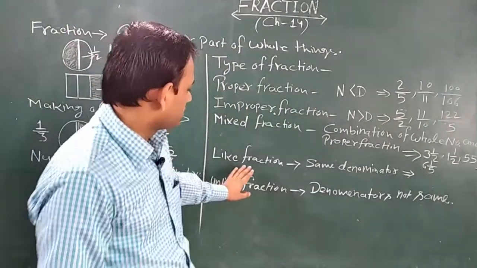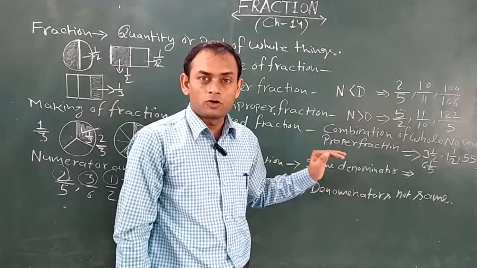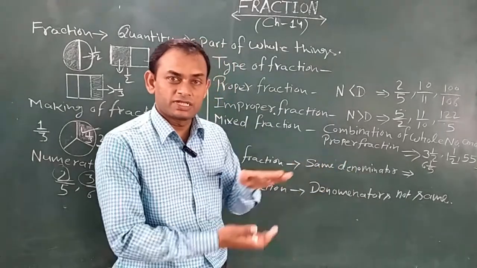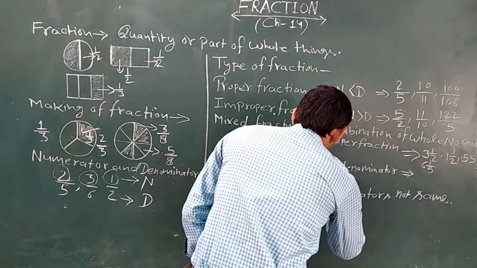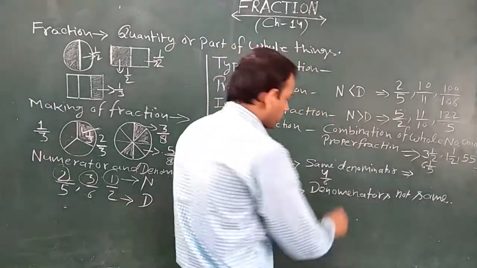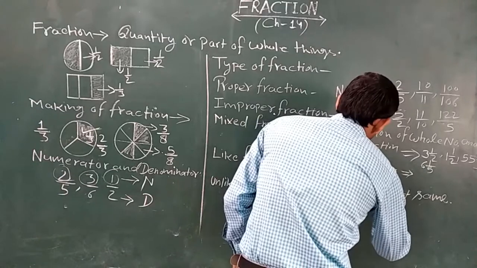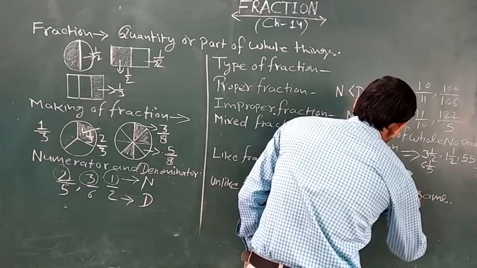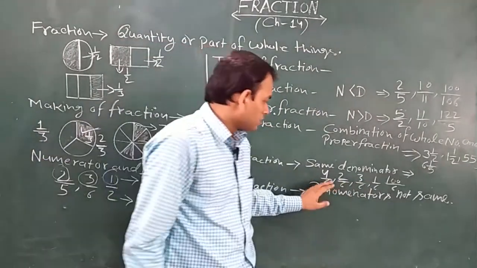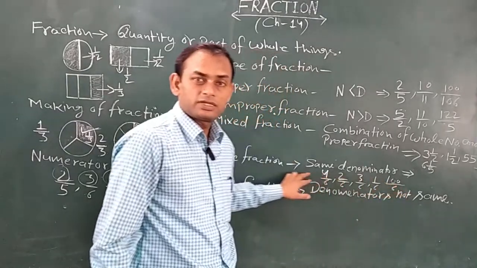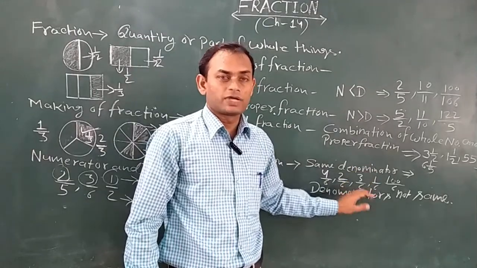Now the like fractions. What are the like fractions? All those fractions in which the denominators are the same. It means all those fractions in which the number written below the line must be the same, like 4 upon 6, 2 upon 6, 3 upon 6, 1 upon 6, 100 upon 6. These all are called like fractions. You can see here, in all the fractions the denominator is the same. So fractions in which the denominators are the same are called like fractions.